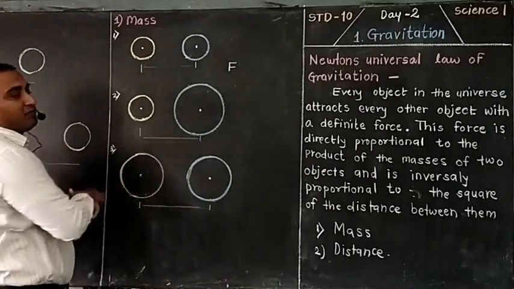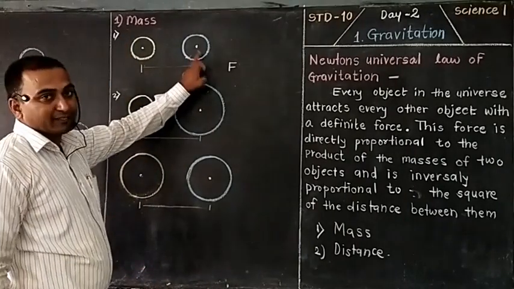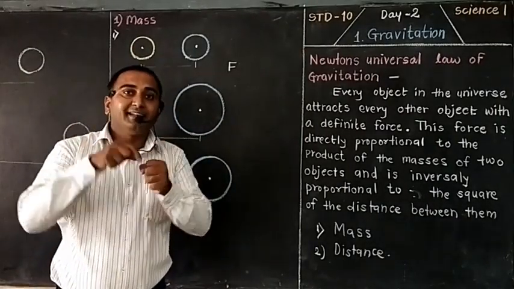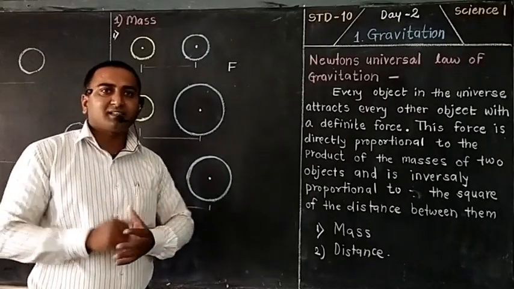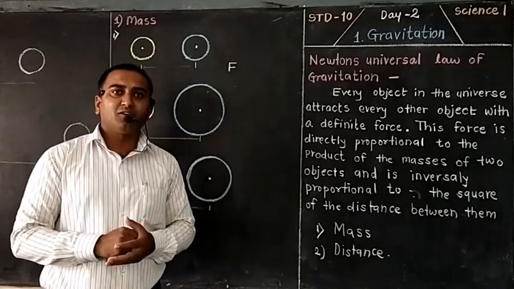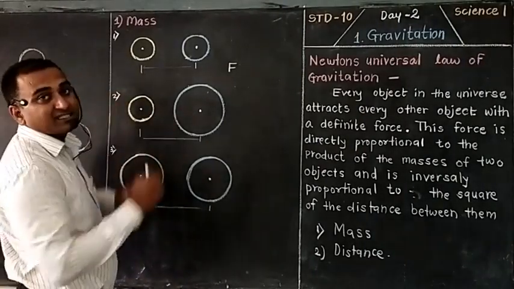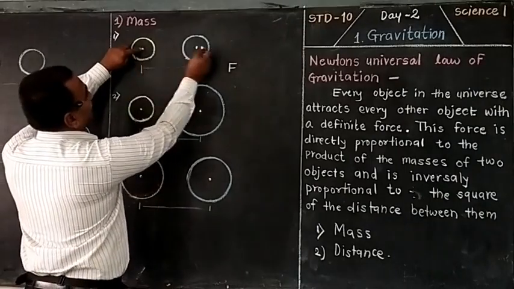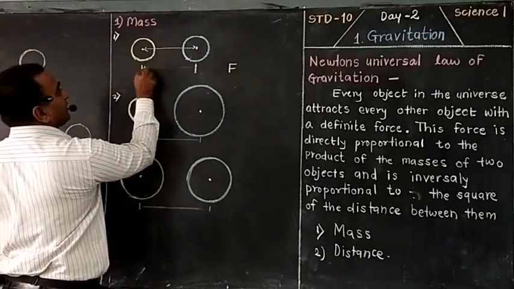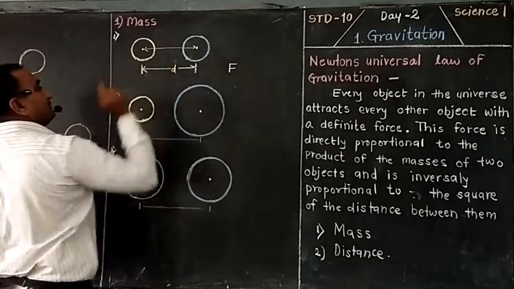This first circle is the first object for us, and this is the second object. When we consider an object, its mass is concentrated at the center. For understanding, we are considering spherical objects, whose mass is concentrated at the center. So when we consider the distance between two objects, we should measure the distance from the center. Suppose this is the length or distance between them.